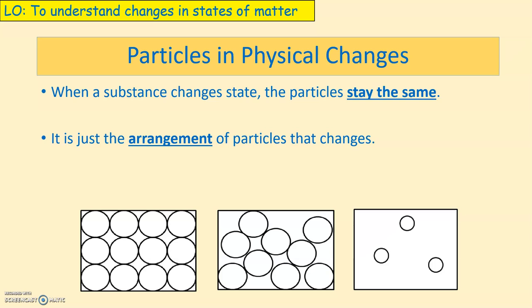Okay, now when a substance changes state, the particles stay the same. Okay, listen. When a substance changes state, the particle does not go anywhere. It stays the same. It's just the arrangement that changes, if I'm making sense. Remember, the particle stays the same. It's just the arrangement that changes. It's very important for you to understand that.